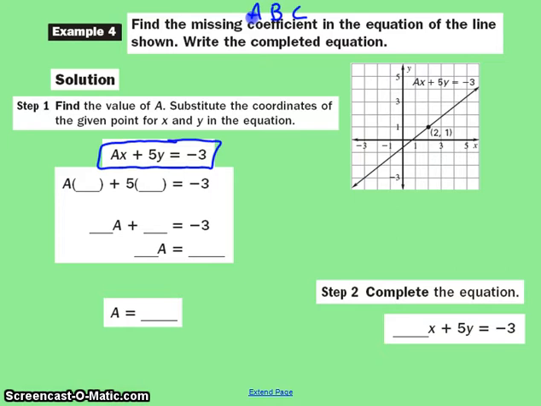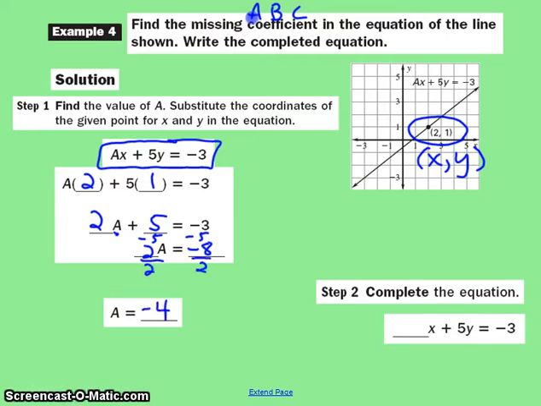Well, remember, they're going to give you enough information. They didn't just give you that equation. They also gave you a point on the line, 2, 1. There is an example of an x and a y value. So let's plug in our values for x and y, and then we can solve for that variable a. Subtract 5 on both sides, and 2a equals -8. Divide by 2, and a equals -4.